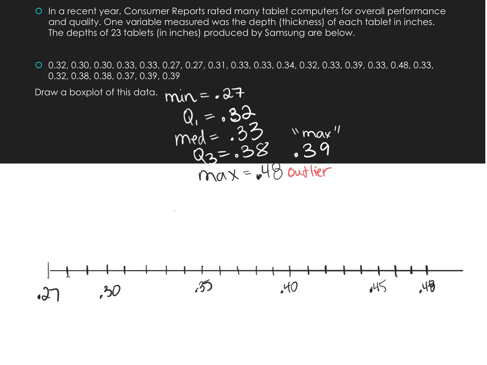Okay, I'm going to give you a second to draw this one. Let's see, our minimum is at 0.27. Our Q1 is at 0.32, so we draw a bigger line. Our median is 0.33. Our Q3 is 0.38.